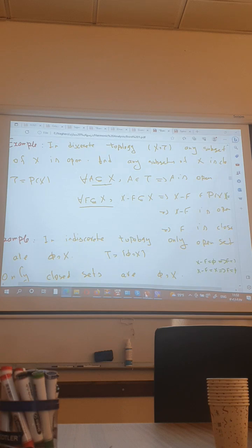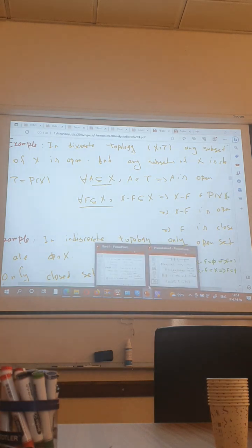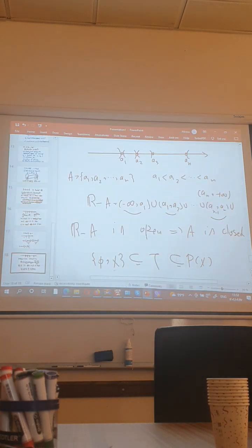But what are the open and closed sets in the indiscrete topology? In this topology, only the empty set and X are open. And so only the empty set and X are closed in this topology, because we don't have any other sets.